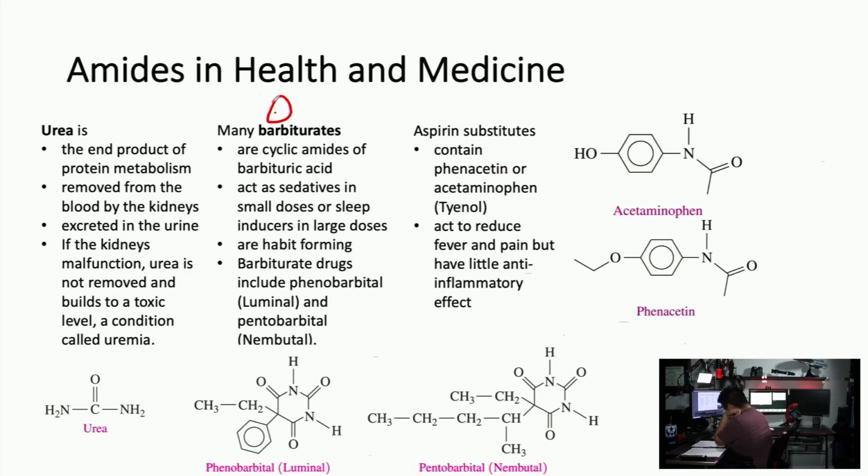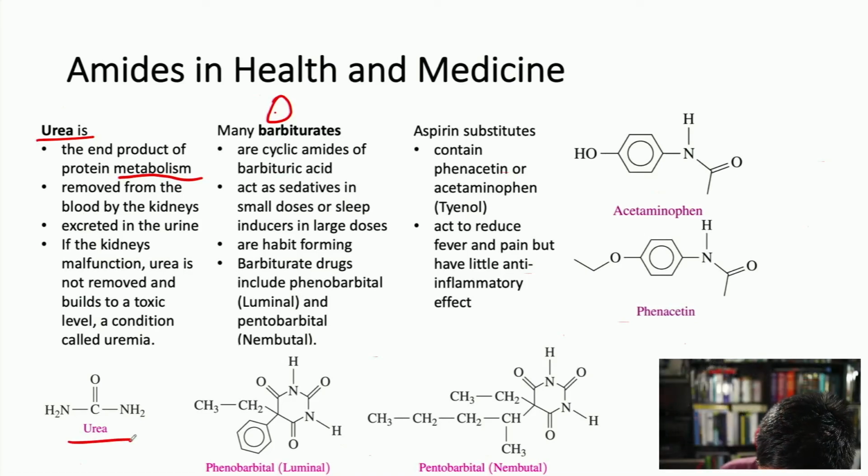Okay, so amides in health, right? The first one is urea. During protein metabolism, you produce some urea, which is this molecule right here, and it usually is removed by the kidneys and excreted in your urine, right? But if you have a malfunction in the kidneys, the urea is not removed, and it builds up to a toxic level, and that's a condition called uremia.